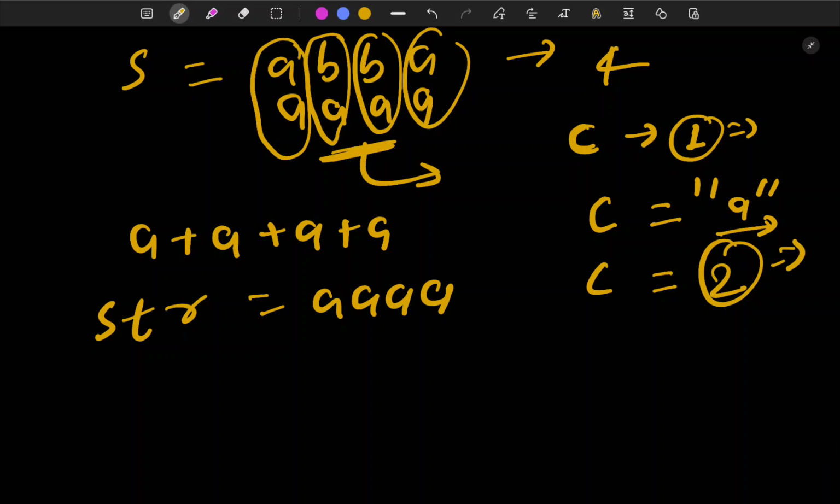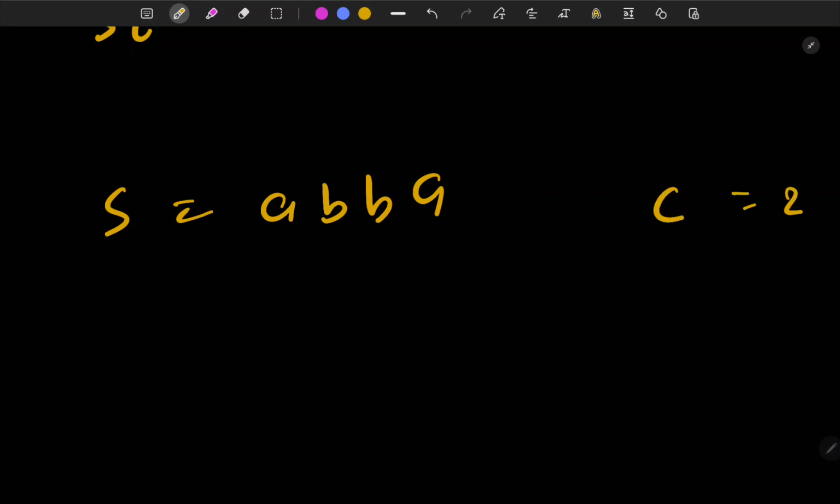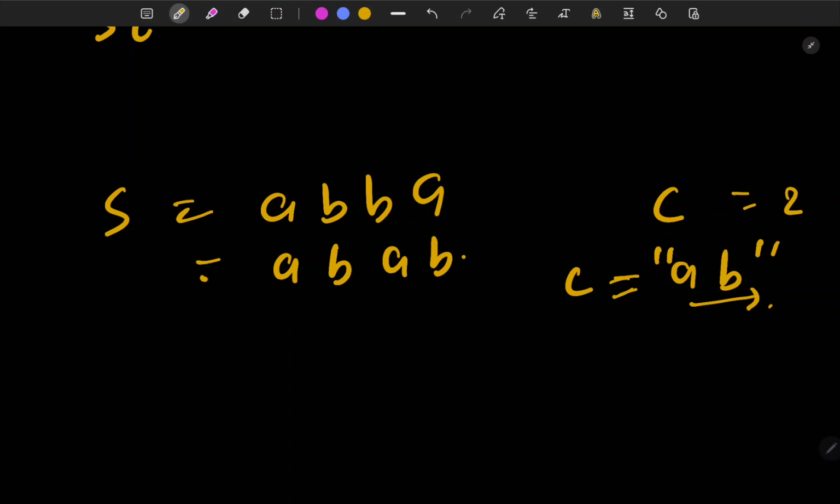If I am taking C of length 2, then which string can I take? Okay, S is A B B A, and I was taking C of length 2. So let's take C as AB. Suppose my string C is AB. If I am concatenating it twice, then this could be my str.